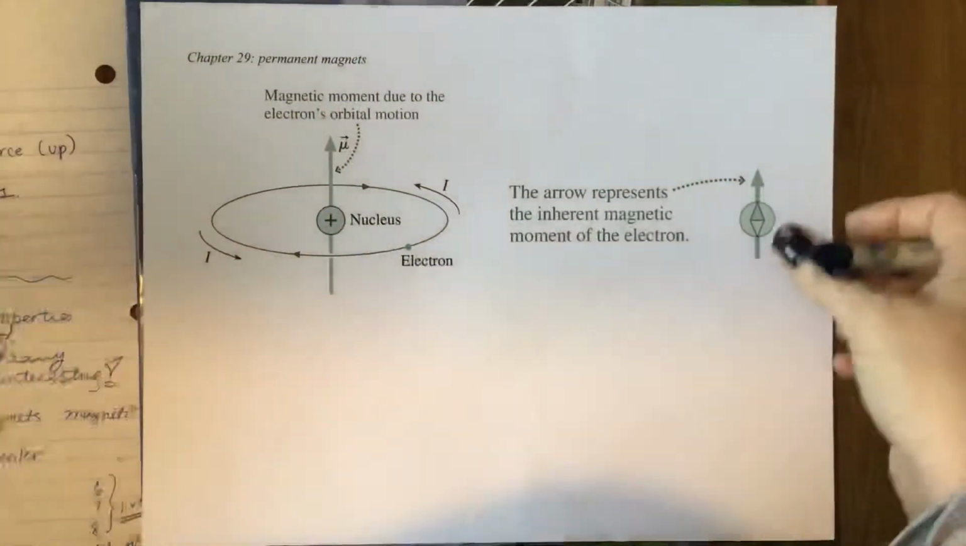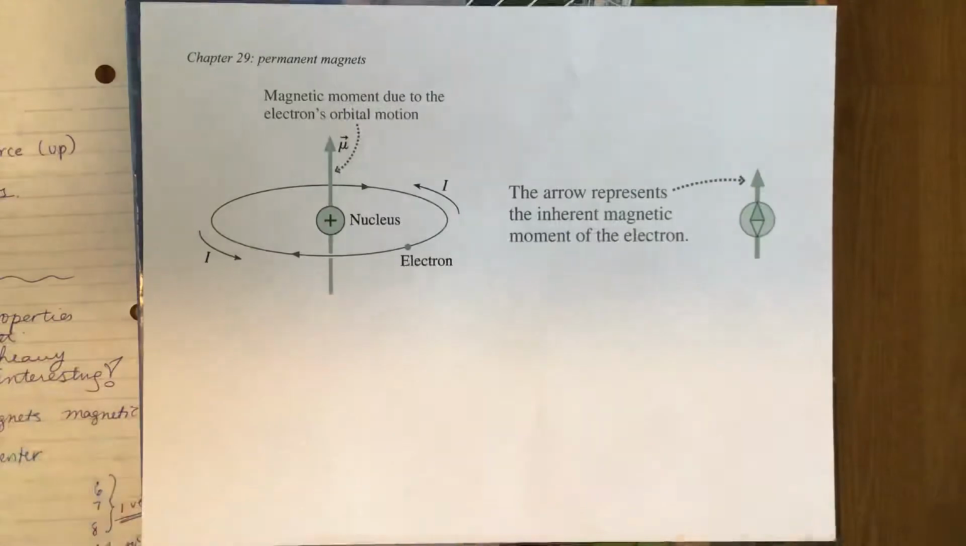So let's start by thinking about atoms. We're going to circle back around to the beginning of chapter 29. Moving charges make magnetic fields. And Ampere theorized that the molecular current loops are responsible for all magnetic phenomena. So we'll think about that idea a little bit.